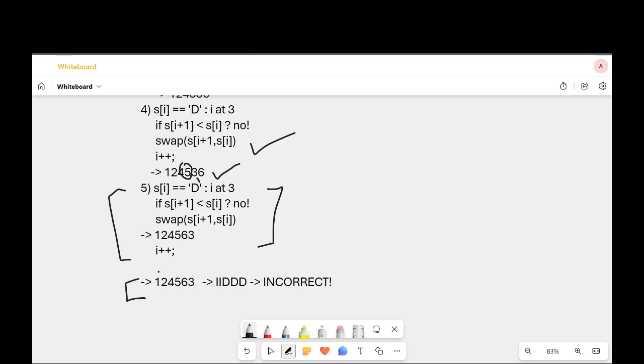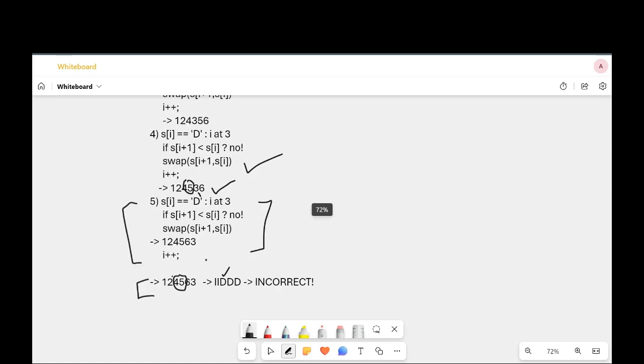So first is increasing. So are 1 and 2 in the increasing order? Yes, they are in the increasing order. Then we'll check, we have an I again. So are 2 and 4 in increasing order? Yes, 2 and 4 are in increasing order, right? Then it is fine. Then we go again to D. So we have to check if 4 and 5 are in decreasing order. No, 4 and 5 are not in decreasing order, it is again in the increasing order.